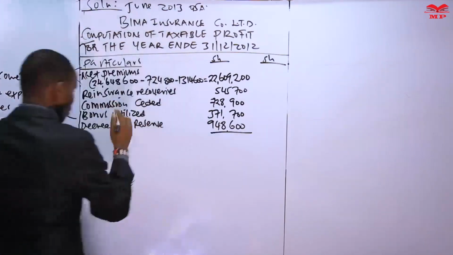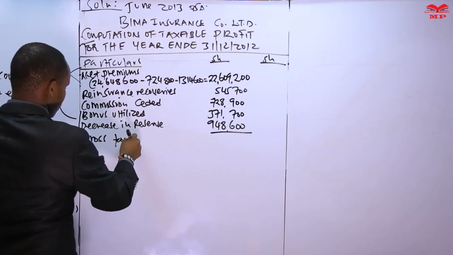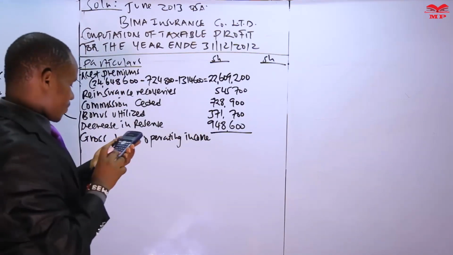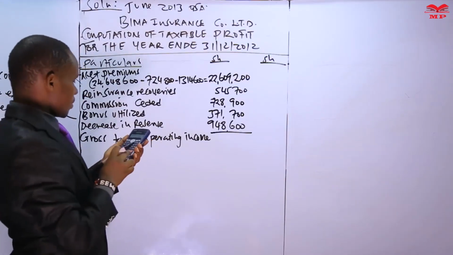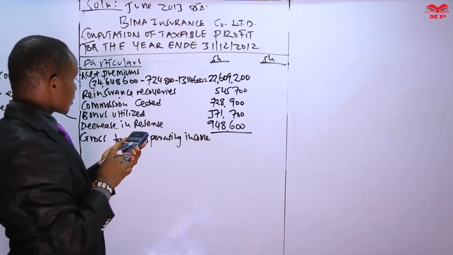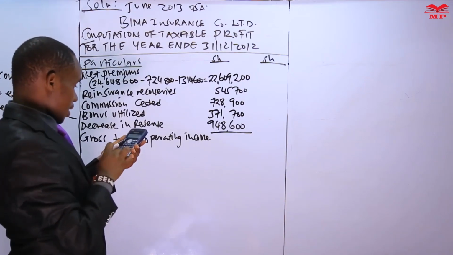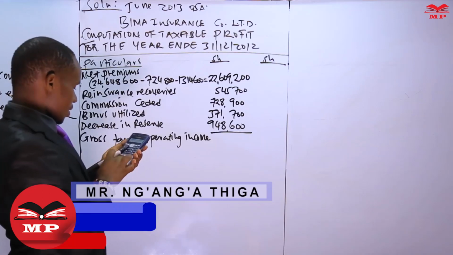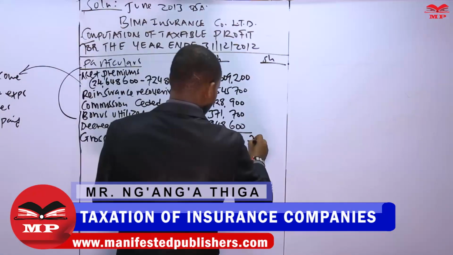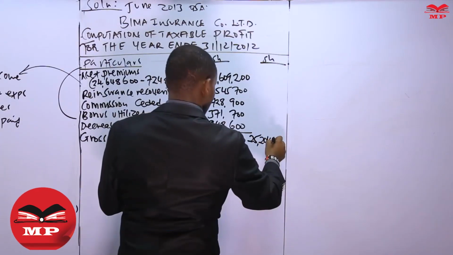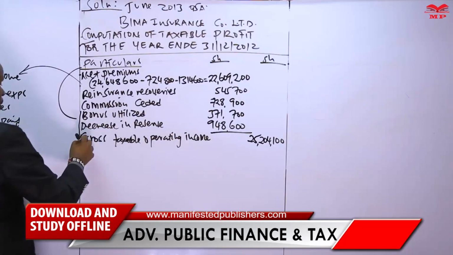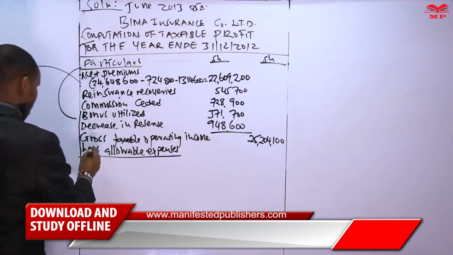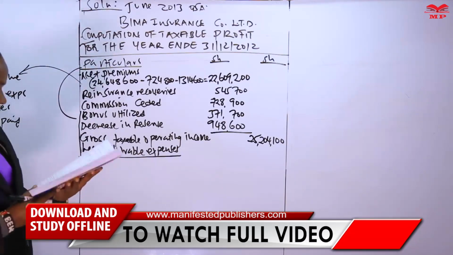So we need to get the total, that is gross taxable operating income. We have 22,609,200 plus 545,700 plus 728,900 plus 371,700 plus 948,600. So you get 25,204,100. Then we less allowable expenses, and the allowable expenses we have in our question.